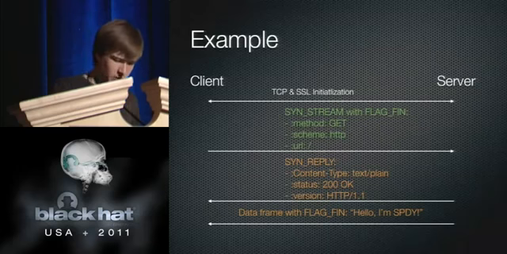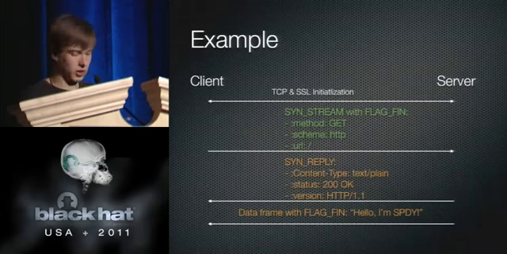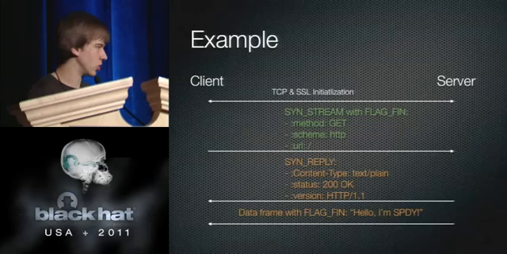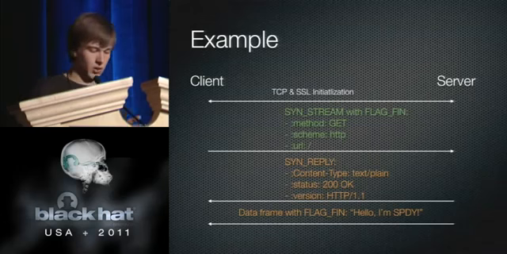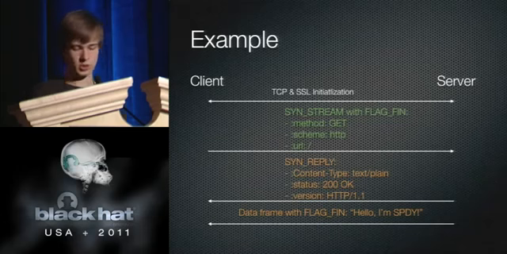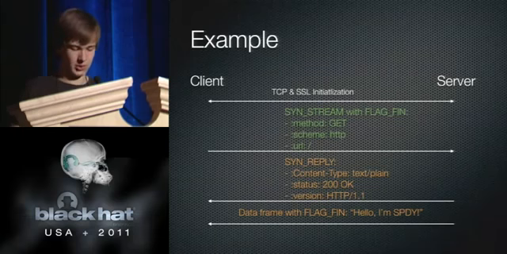And so you will have a SYN stream with the following data in the name value header block. You will have a method like GET, POST, or HEAD, or whatever. You will have a scheme. The scheme determines the kind of data representation you want to use, like HTTP or HTTPS, or maybe in the future also other stuff like, who knows, Gopher or something.